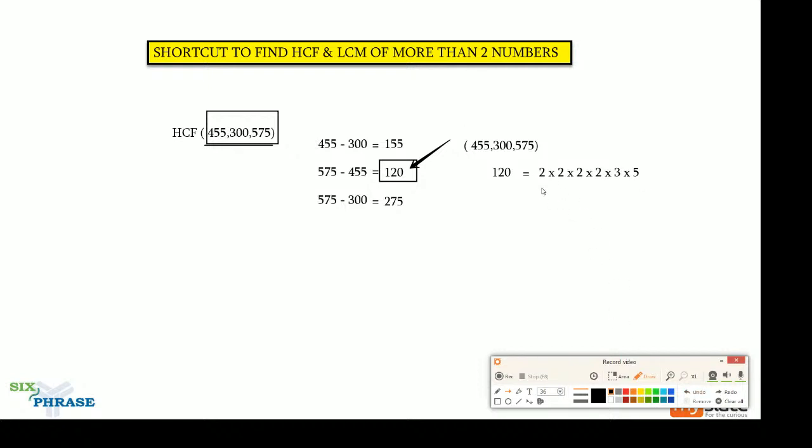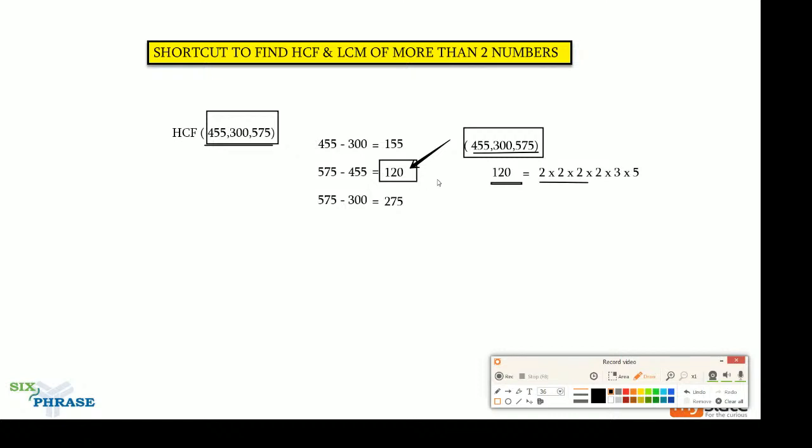Now, I told you if all these numbers are divisible by 120, it means the HCF is 120. That is not the case. So we'll have to see which part of the number divides all the three numbers. This is the most important part, because the part of 120 which divides all the three numbers is your HCF. Previously, if 120 divides all the three numbers, that is your HCF. That is not happening. 455 is not divisible by 120.